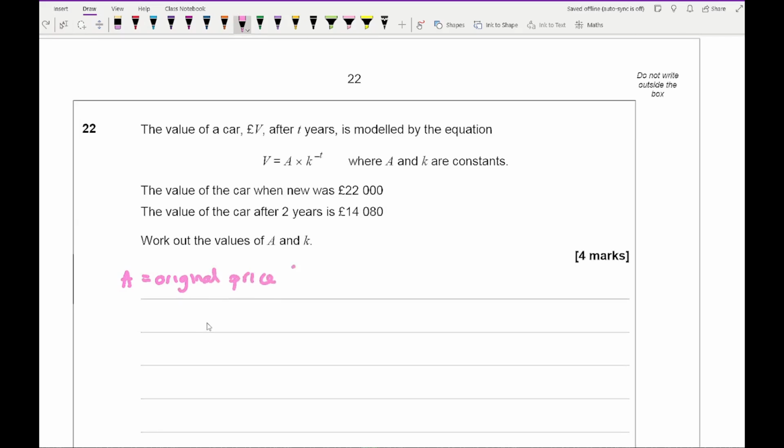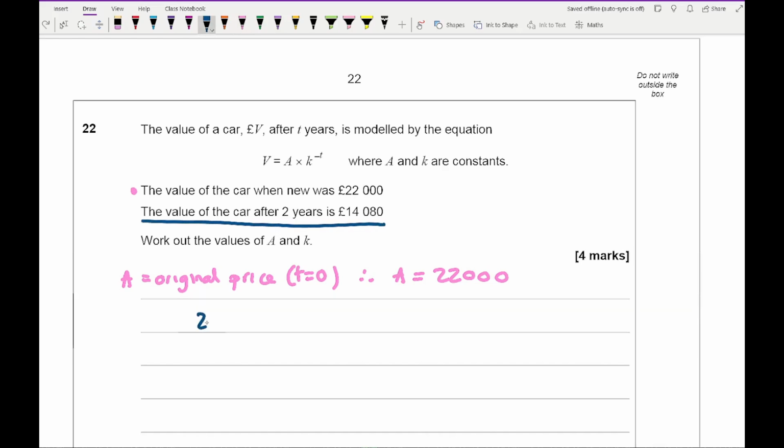In other words, when t equals 0, so here we can then say that A equals 22,000. Then if we look at the second bit of information, using compound interest, we've got 22000 multiplied by K, which is what we don't know, to the power of minus 2, since t is 2, and that equals 14080.